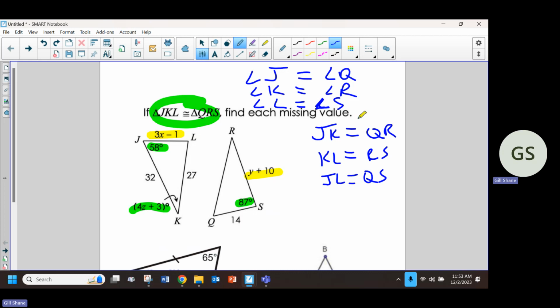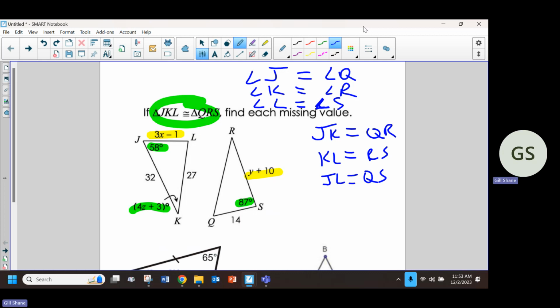I could completely cover up these images, not even looking at them. I'm not going to cover them up, but I could ignore those images and say, just based on the name, I know all these things in blue are true over here. Now I can come to the triangle and just plug stuff in.